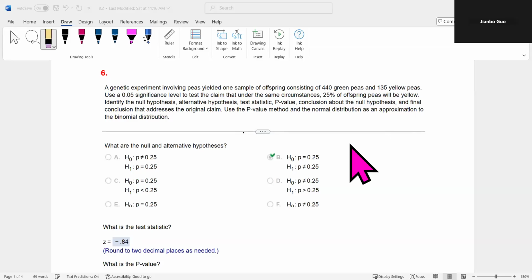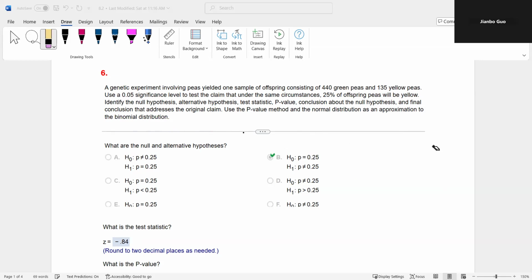Hello class, in this video I'm going to show you how to use a TI84 calculator to test a claim regarding the population proportion. Let's take a look at this problem. A genetic experiment involving peas yield one sample of offspring consisting of 440 green peas and 135 yellow peas.